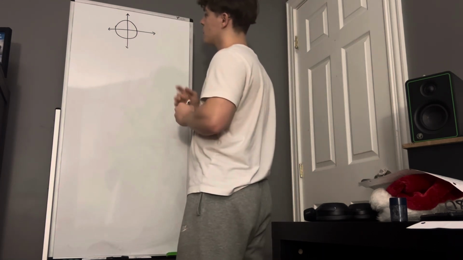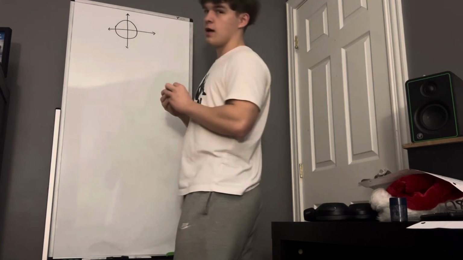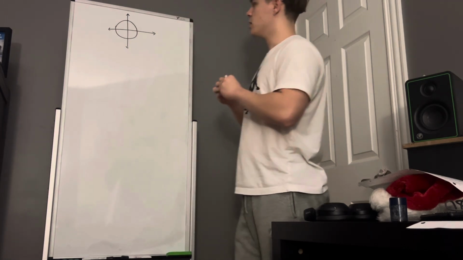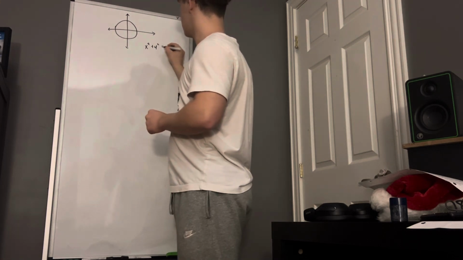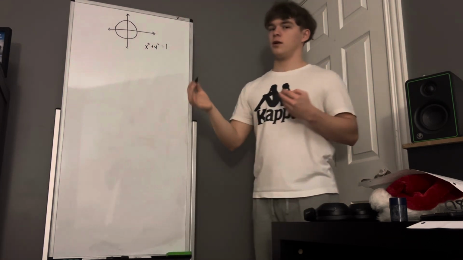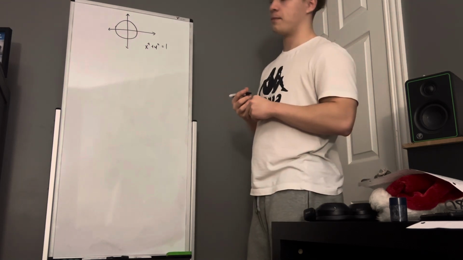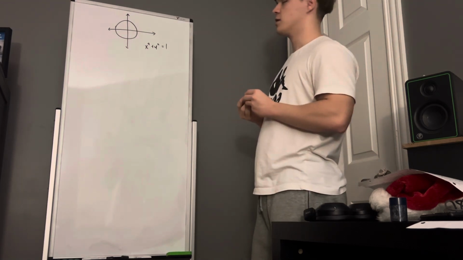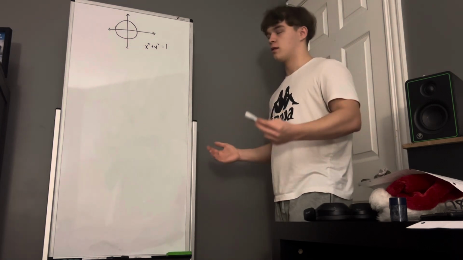So, this is the unit circle. Its equation is x squared plus y squared equals 1. We know this because of the Pythagorean theorem.